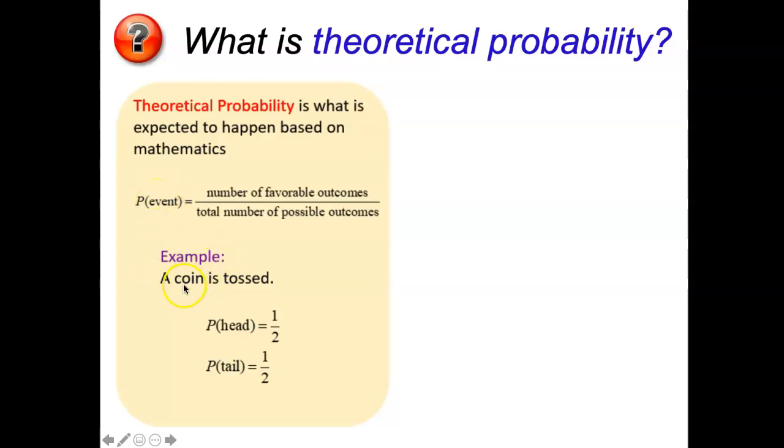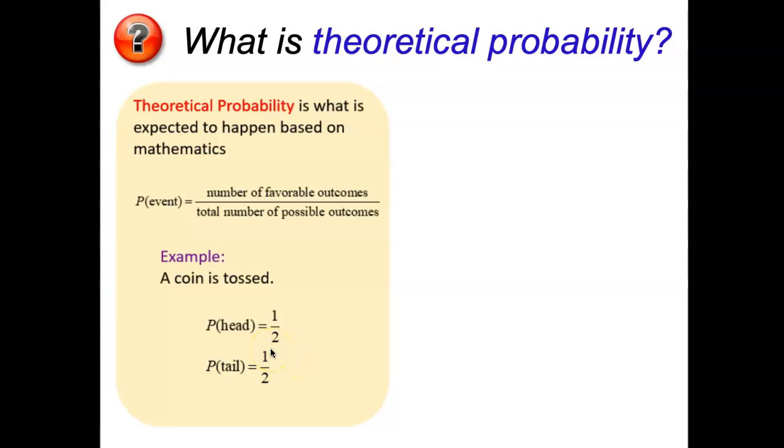Okay, so for example, a coin is tossed, so we write P, and then if we want to know the probability of getting a head, we just write head to be descriptive, and then you have here 1/2 because there's one head divided by the number of possible outcomes, which is a head and a tail. Okay, and tail has the same probability.